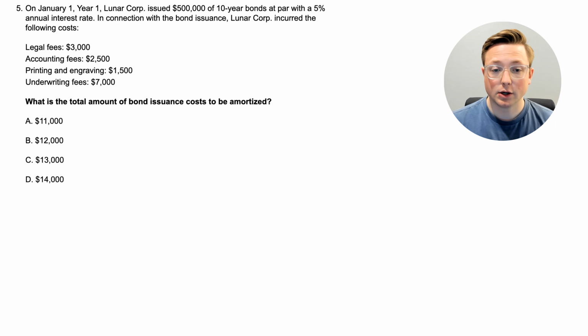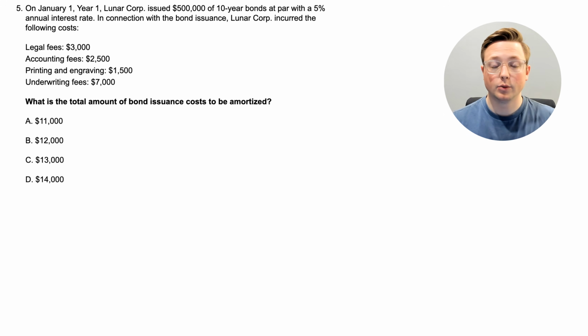On January 1st, year 1, Lunar Corp issued $500,000 of 10-year bonds at par with a 5% annual interest rate. In connection with the bond issuance, Lunar Corp incurred the following costs: legal fees of $3,000, accounting fees $2,500, printing and engraving $1,500, and finally underwriting fees $7,000.